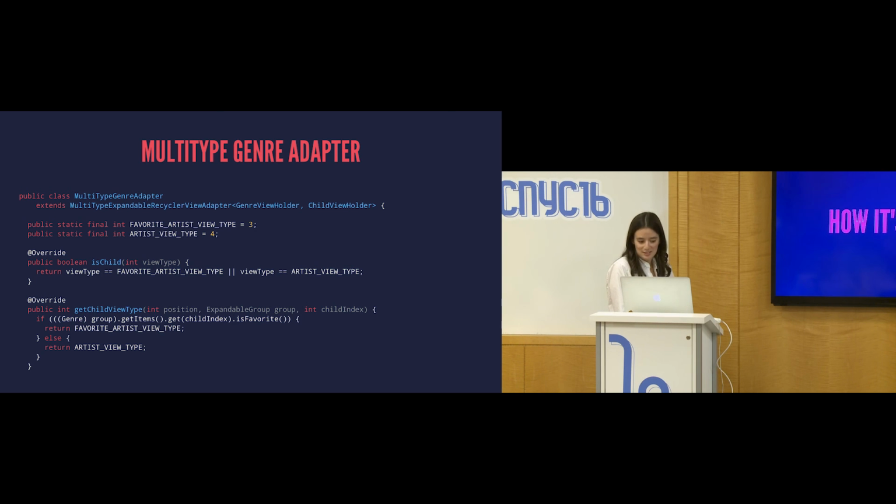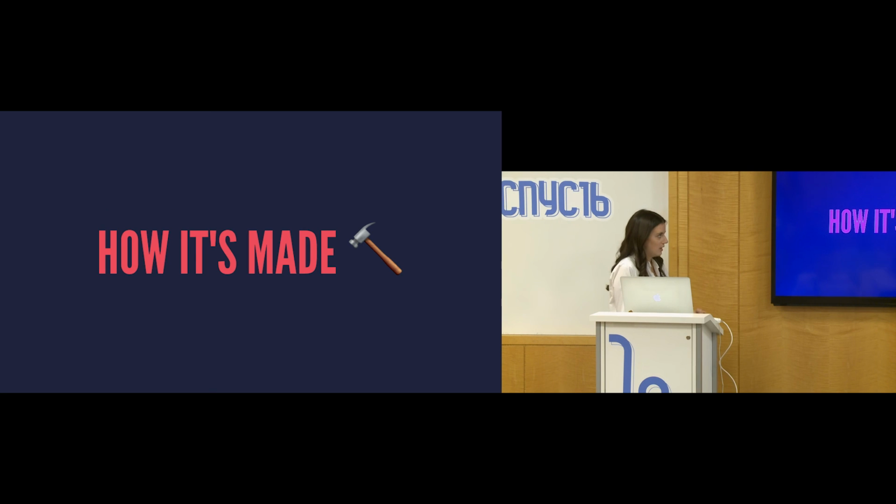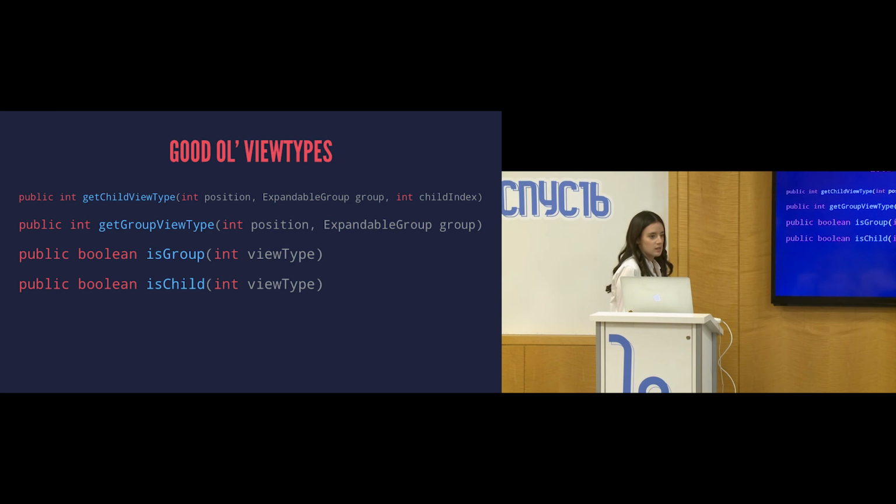Have I lost anyone? Now we're going to dig in a little bit to how it's made. As you might have guessed, it's made using view types. There are 4 methods: getChildViewType, getGroupViewType, isGroup, and isChild. And the reason why I have 4 methods as opposed to just 2, for example, why couldn't we just have getChild? That's because of the order of methods that we covered earlier.